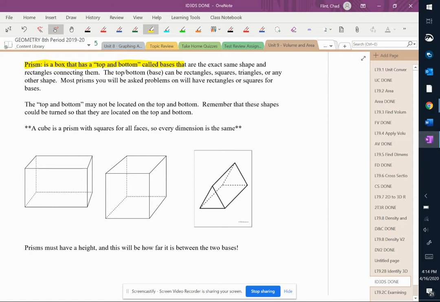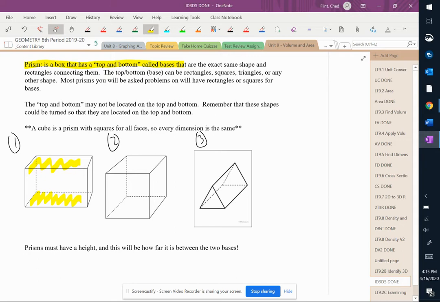So sometimes it's really easy. So if you look at this first, I'm going to number these 1, 2, and 3. If you look at this first one, clearly that's a box. And the way that it's sitting is perfectly fine. The bottom is this side, the top is that side. That's perfectly fine.